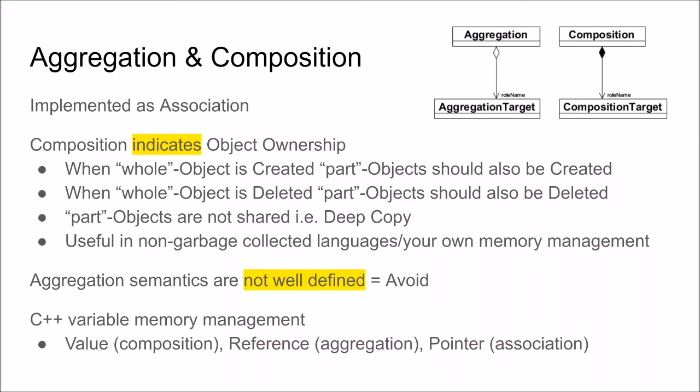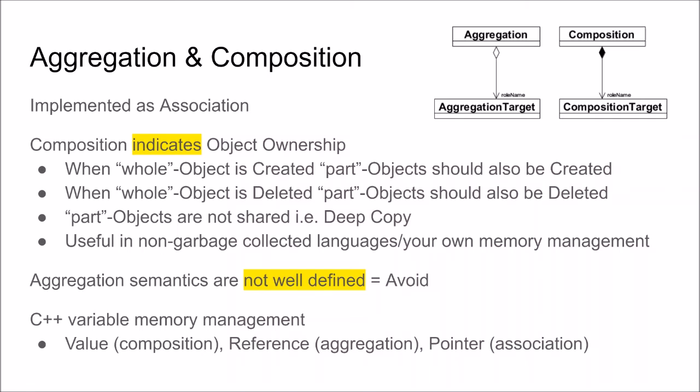So this indicates that when the whole object is created, the part objects should also be created. And vice versa, when the whole object is deleted, the part object should also be deleted. And part objects are not shared between different whole objects. This means that if you copy a whole object, you need to copy also the part objects. This means that you need to do a deep copy. The indication of composition is useful in non-garbage collected languages where you need to manage your own memory, or if you have a special application where you yourself try to manage memory, for example for performance reasons.